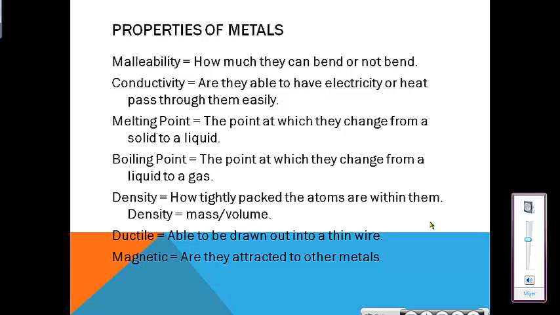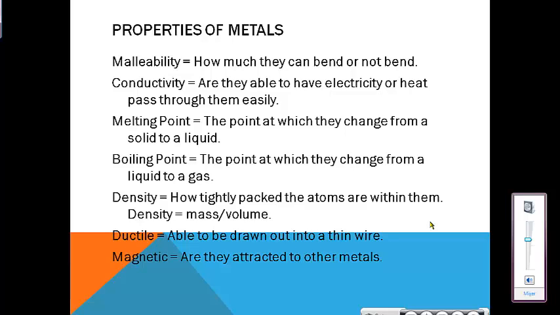Then there's conductivity. Conductivity tells whether or not electricity or heat can pass through that metal easily. If it passes through easily, we say it's a conductor of electricity or a conductor of heat. If it doesn't pass through easily, then we say it's not a conductor. Different metals have different types of conductivity. Some conduct electricity, some conduct heat, some conduct both. Some don't conduct any electricity or heat at all. So it depends on the metal.